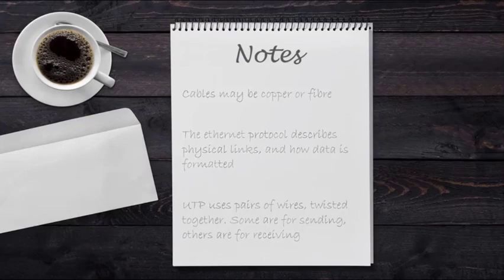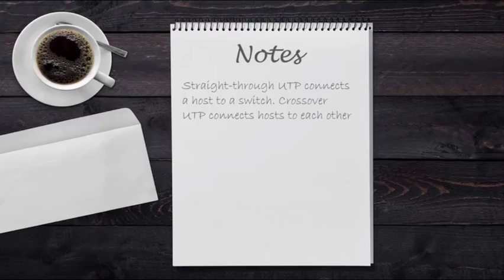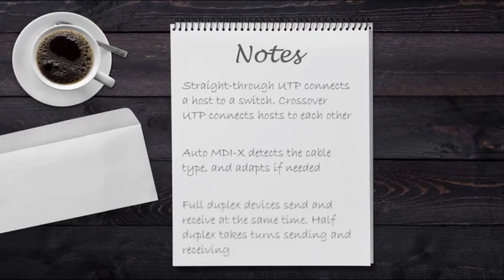The cable may be straight through for connecting devices to a switch, or it may be crossover for connecting devices to each other. Modern LANs support Auto MDIX, which enables the device to detect the cable used and adapt as needed. A full duplex device can send and receive at the same time. A half duplex device can only do one at a time. An example of this can be found in fiber cabling. Dual-core fiber is full duplex. Single-core is half duplex.